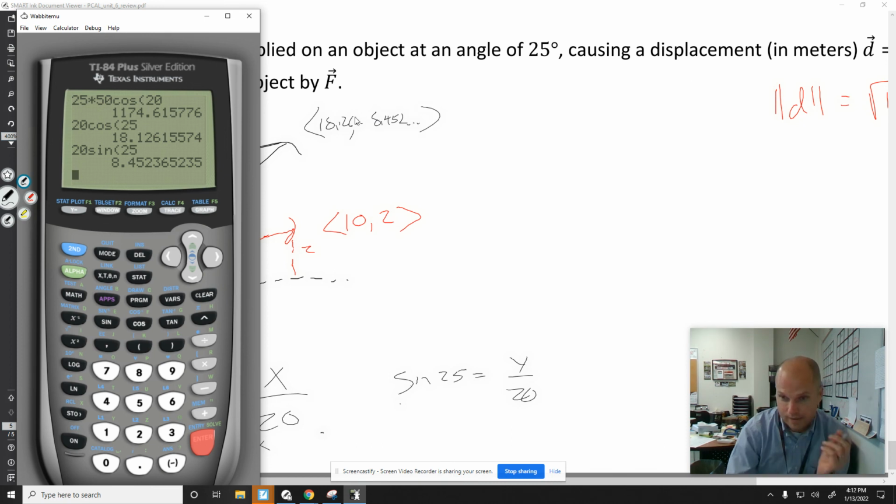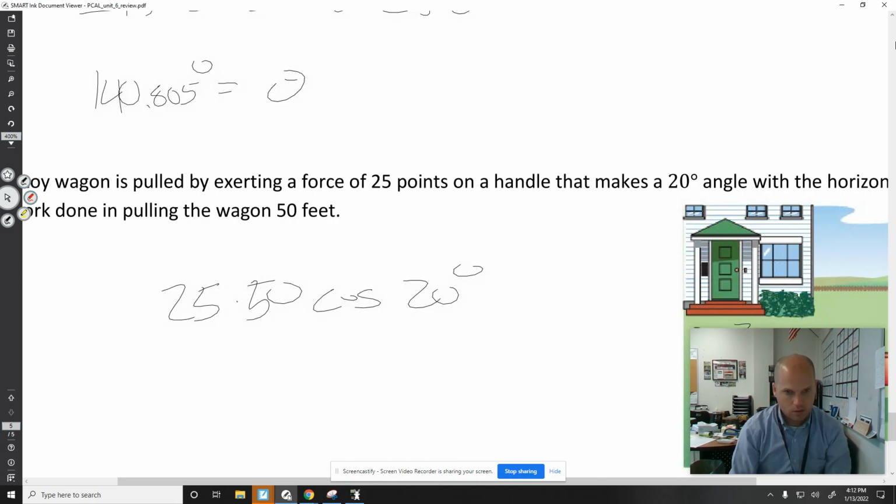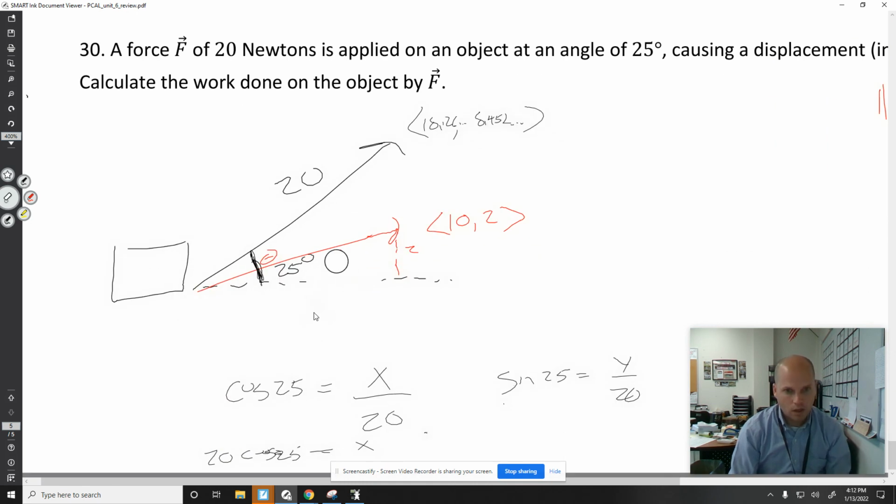Okay. Dot product. This times 10 plus this times 2. That's the work, 198.166. I will show you the other way to get that work using magnitude, cosine angle. This is 20, right? What's the magnitude of this red vector? Well, square root of 10 squared plus 2 squared. So square root of 104.